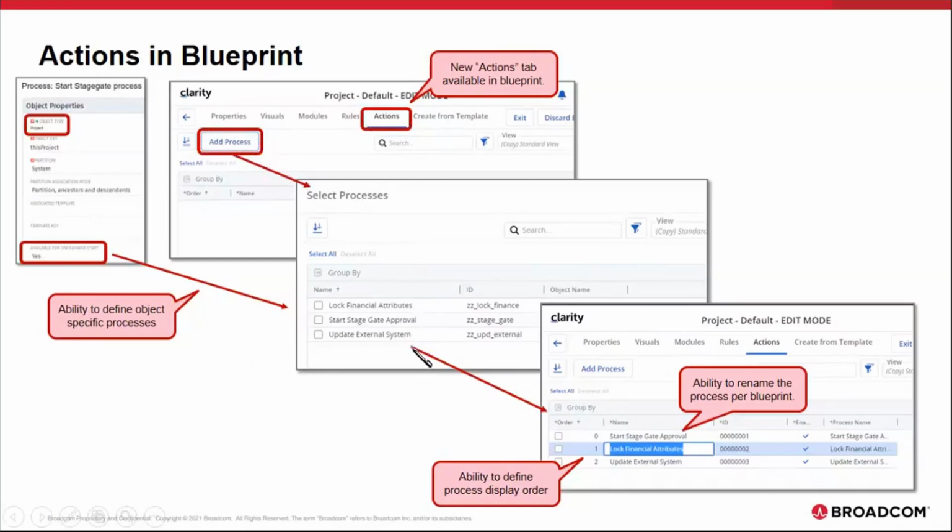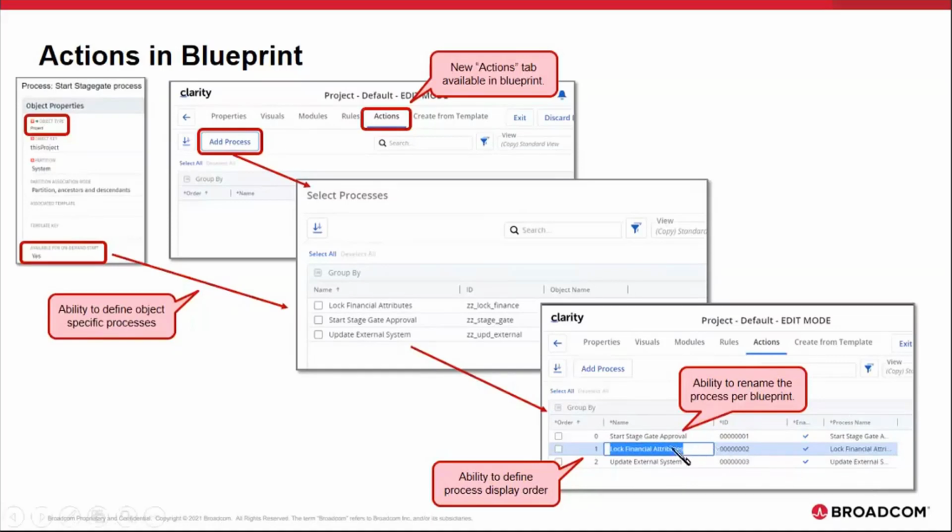These are the processes that are either not tied to any object or are tied to the specific object for which the blueprint is being defined. Once the process is selected, the process is then listed under the Actions tab, and it's a common grid where you can then control and view the different layouts. Some of the common layouts would be the process name that you would want to see. What is the original process name?